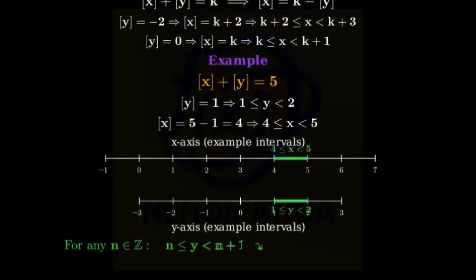General solution. Let n be any integer and set floor y equal to n. Then floor x equals k minus n. That means y is between n and n plus 1, and x is between k minus n and k minus n plus 1. This describes all solutions.